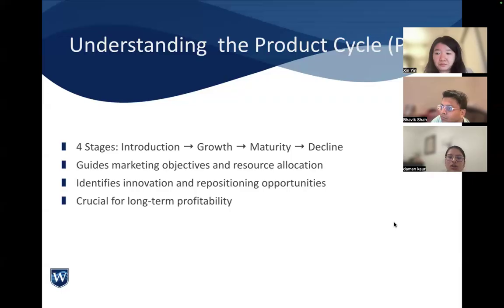So overall, the product life cycle stage is very crucial, as it allows a company to anticipate market shifts and competitor moves. It also helps to invest in capital and labor, and in forecasting. This also helps in forecasting future sales and profits, which can help with the financial planning of the company. Next one, please.